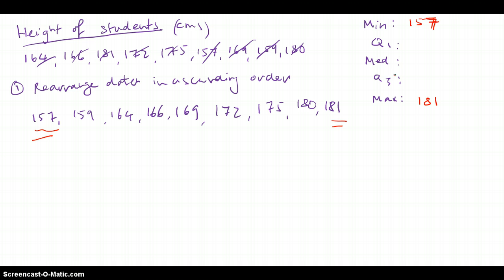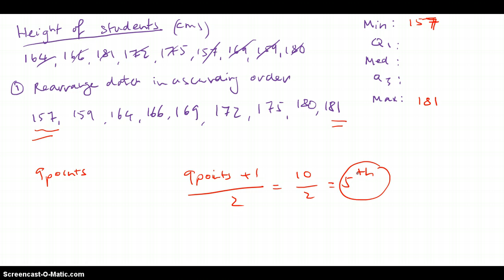Now what I'd like to do is firstly, let's count up the number of points that we have. We've got 1, 2, 3, 4, 5, 6, 7, 8, 9. We've got 9 points. So if you have 9 points, what you need to do is go 9 points plus 1, then divide that by 2. So what we'll get is 10 over 2, which is 5. So you need to take the 5th point.